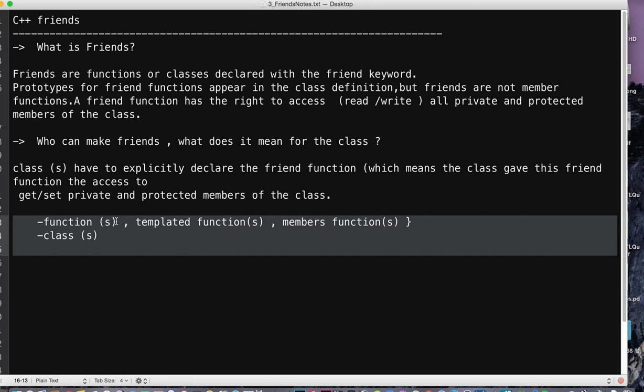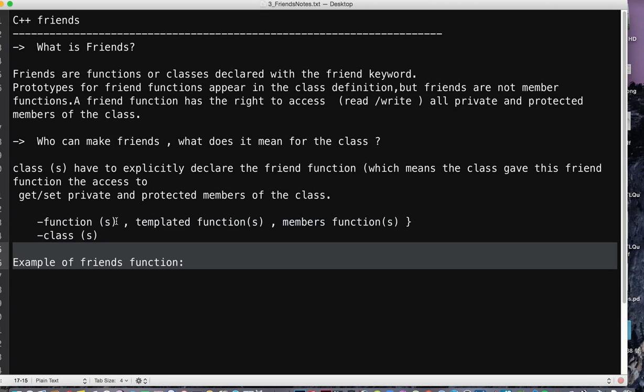A friend can be a function, can be a template function, or can be a member function of another class. Also, between classes, they can make friends as well.